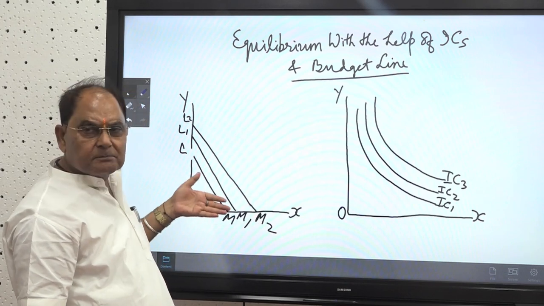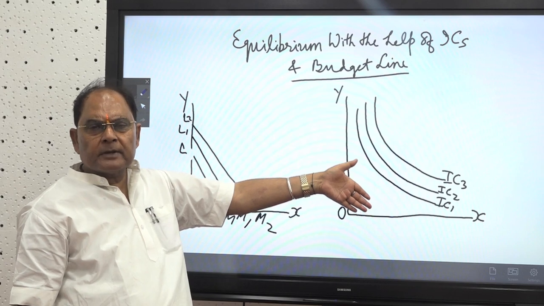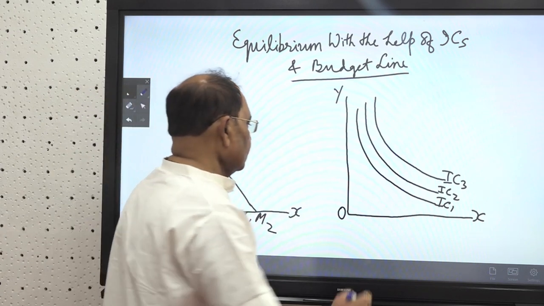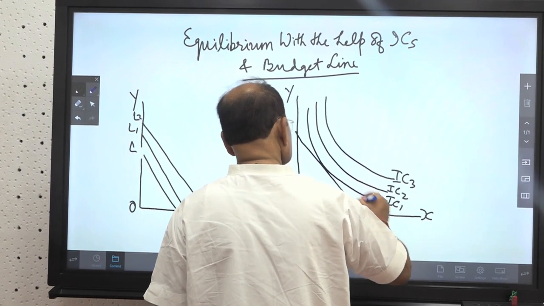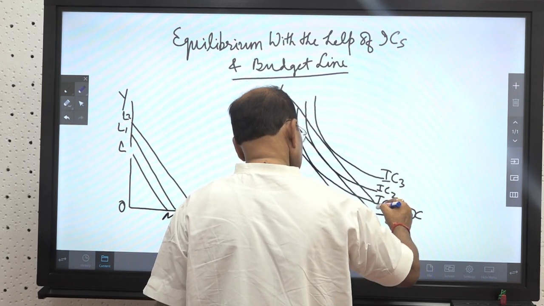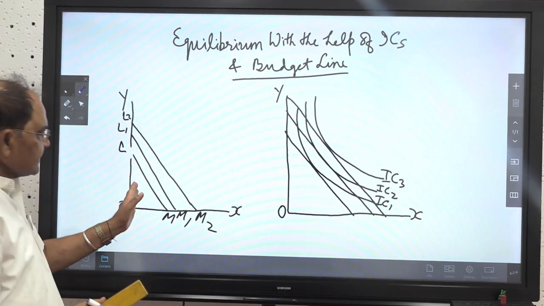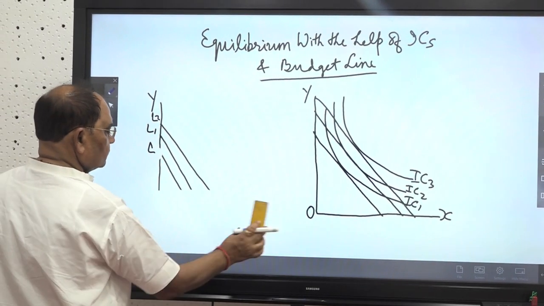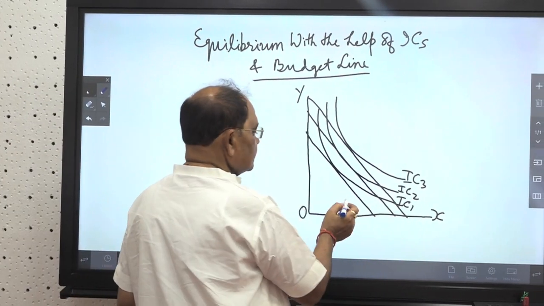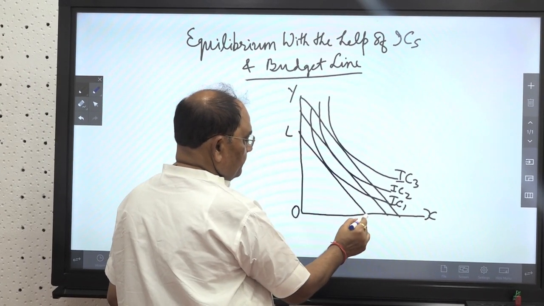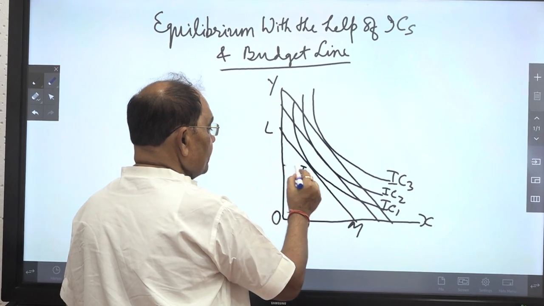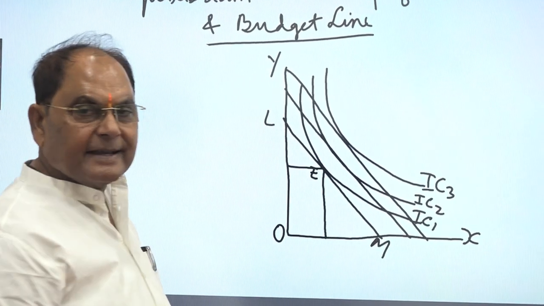Now if we pick up this map and superimpose it on this map, then both these situations can be satisfied. This map is being picked up and superimposed on this one. See, now this has been picked up from here and put over there. What happens is that this budget line LM is tangent on IC1 at point E. So this is the point of equilibrium and this will be a stable equilibrium.